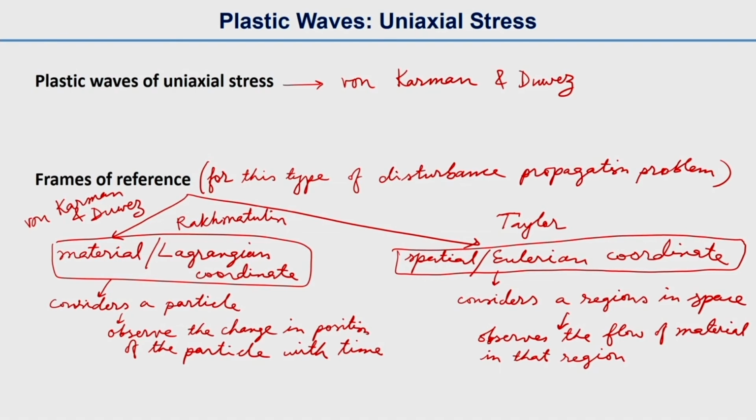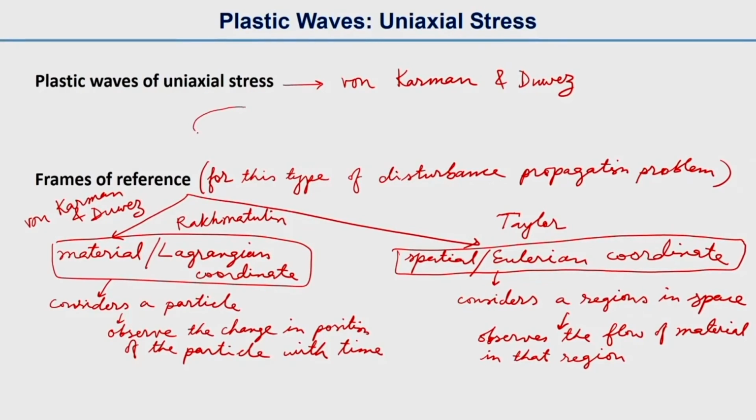Now we can try to understand these two coordinates like this. I am sure you have already studied these two frames of reference in your undergraduate. A simple example I will show you here. Let us assume a stadium with a 400 meter track, and a 5 kilometer or 10 kilometer race is happening on that track, and you are the observer, this is you.